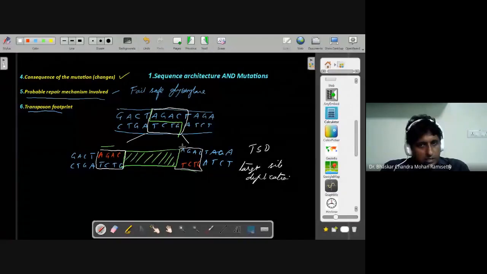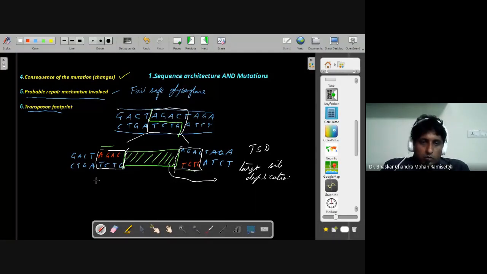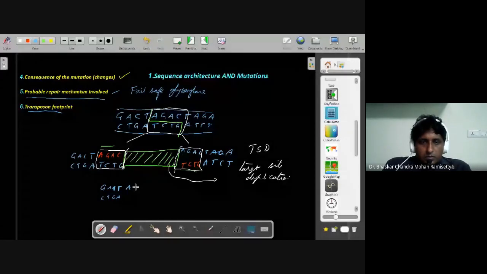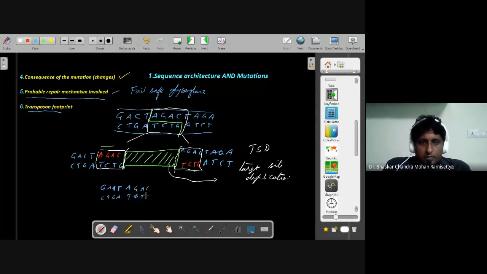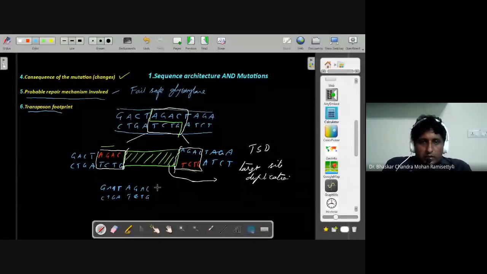Say, for example, this transposon, because I said it is a cut and paste method, gets cut here and jumps out of it. Okay. Now what will you be left with? You will have this region. Okay, we'll write it: GACT and CTGA. Then you have AGAC and TCTG, and you have AG.